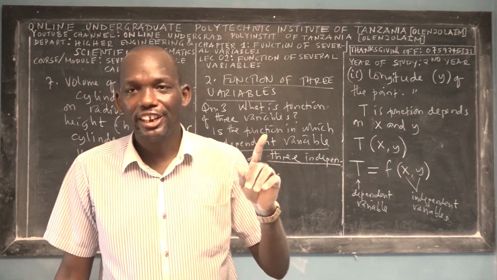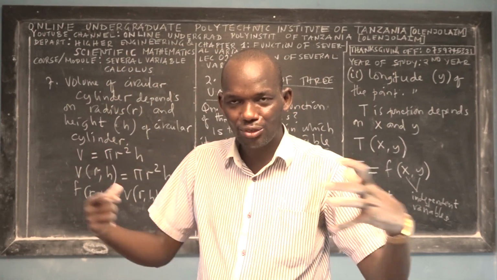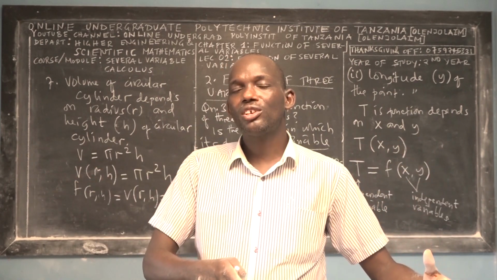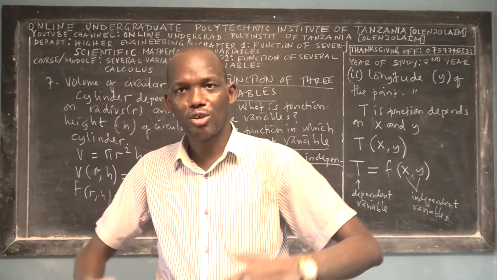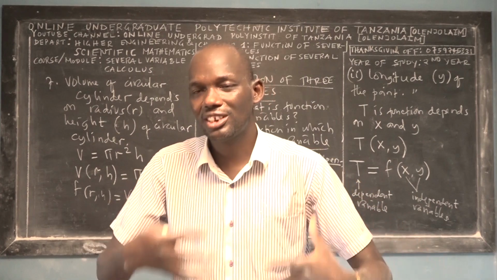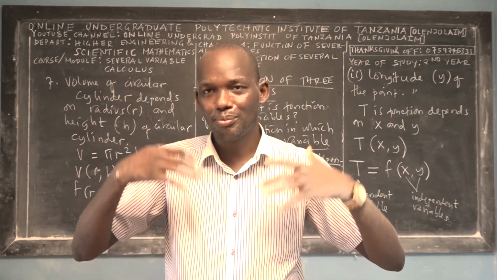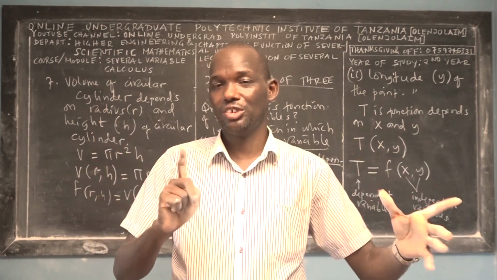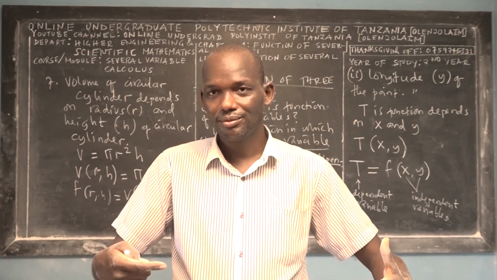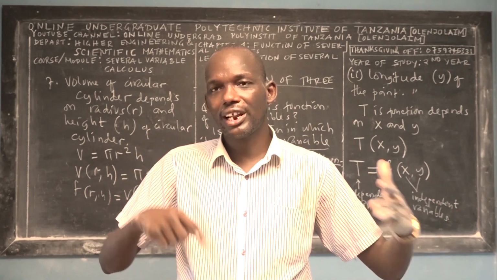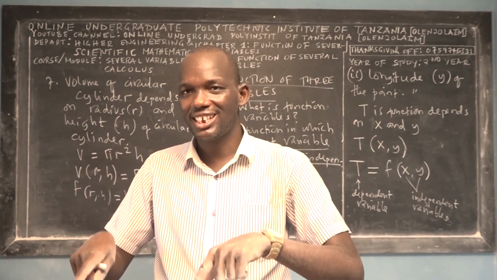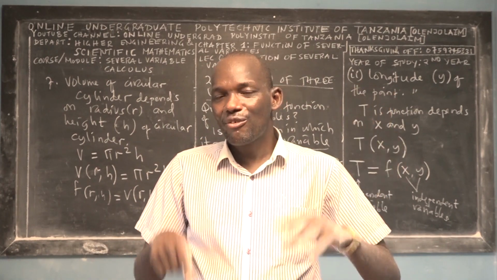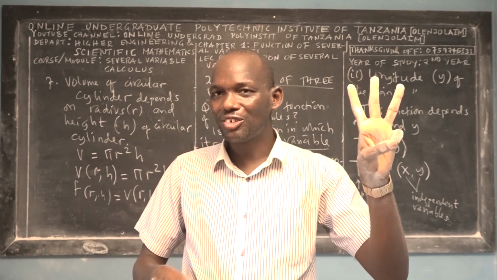Function of three variables. At undergraduate level we end at dealing with a function of single variable, function of two variables, function of three variables. We are not allowed to go into functions of multiple variables. And if you relate with vectors, according to what I've taught you in matrices, a function of a single variable is equivalent to a one-dimensional vector, a function of two variables is equivalent to a two-dimensional vector, and a function of three variables is equivalent to a three-dimensional vector.